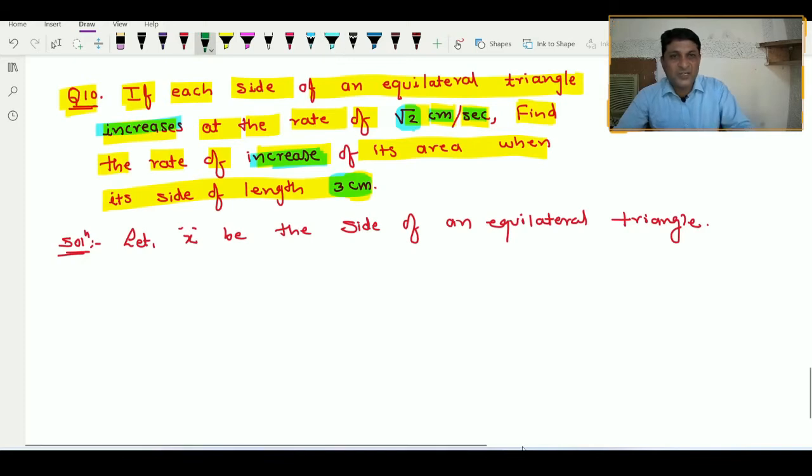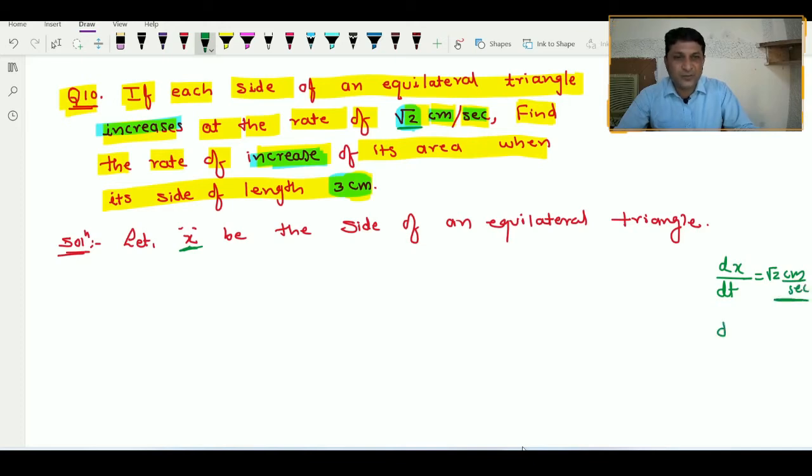Now if you observe the given condition, what is the first given condition? That the side is changing. If we denote the length of the side by x, the first given condition is that the side is changing with respect to time. And what is that change? Root 2 centimeter per second. So this is the given condition, and the question is to find out the increase in area, that means dA by dt we have to find out. Now let us try to solve this example using this condition.